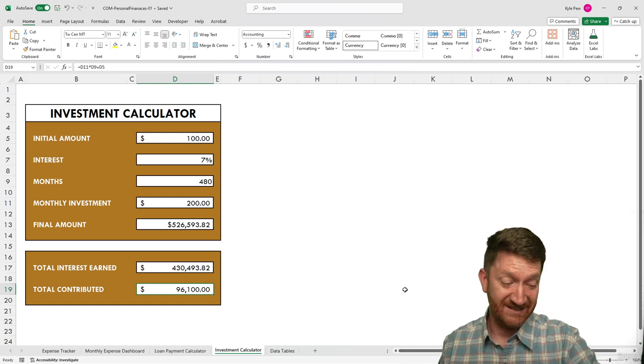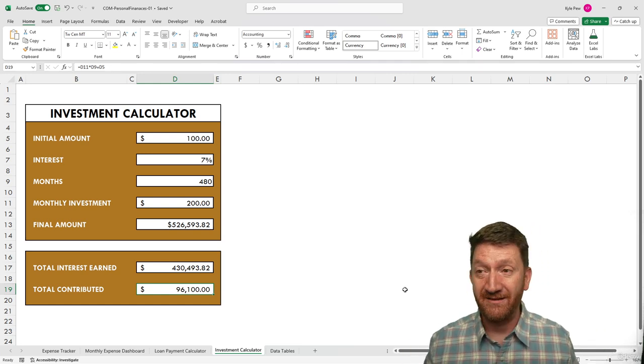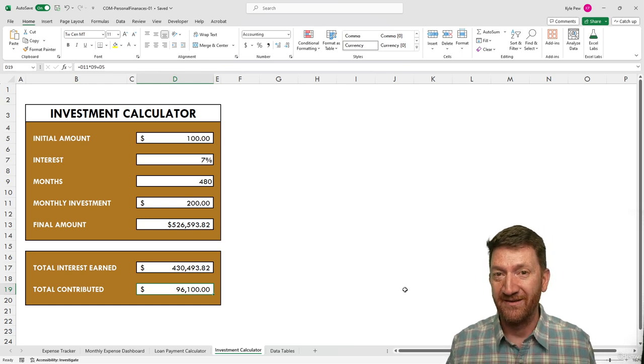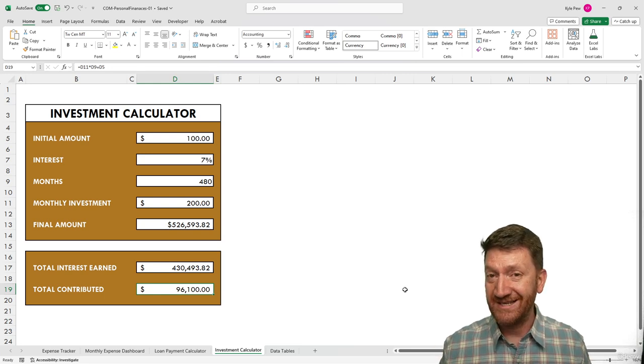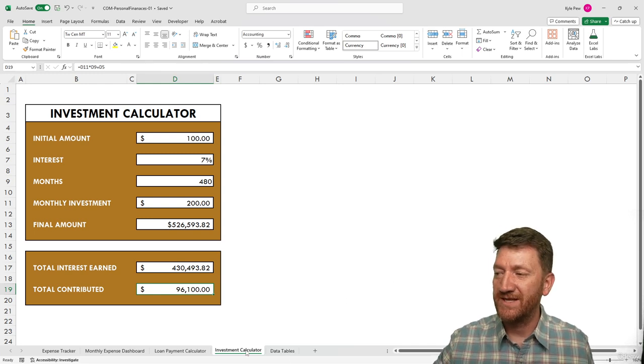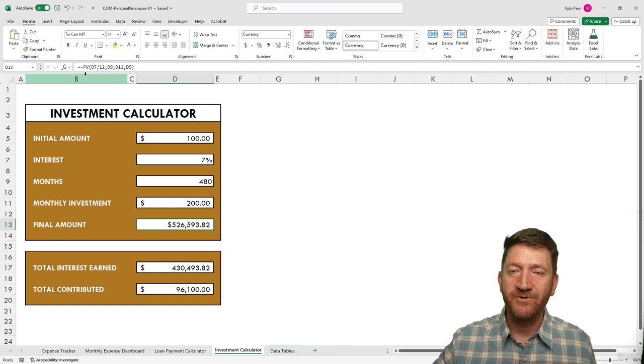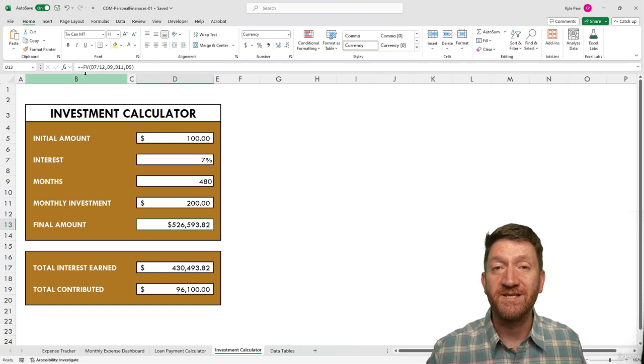Okay? Can only imagine if you jump that number up even higher every month, right? What if I do $300? What if I do $400, right? We want to make sure we can afford whatever it is that we're investing in there, but we're going to continue to increase that amount. So try this out. Jump into the investment calculator worksheet and drop in some numbers. Use that FV function to find out what your future investment will look like.